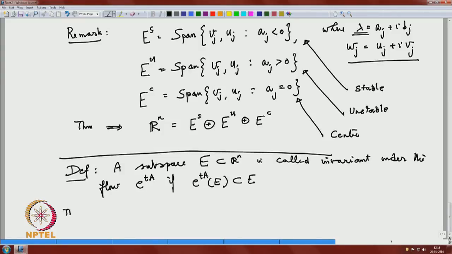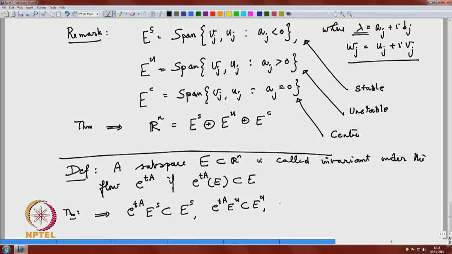The other result, part of the previous theorem which I have not stated, is that these spaces are invariant: e power tA of ES is contained in ES, and e power tA of EU is contained in EU. It shows that if you start with a point in ES and follow the trajectory under e power tA, it will remain in ES itself. It will not move out of ES, the stable subspace. On the other hand, if you start from an initial point in EU, then e power tA of that element will remain all the time in EU. So it will not leave these spaces. That is the invariance: ES and EU are invariant subspaces under the flow.